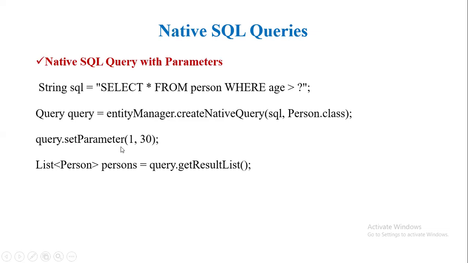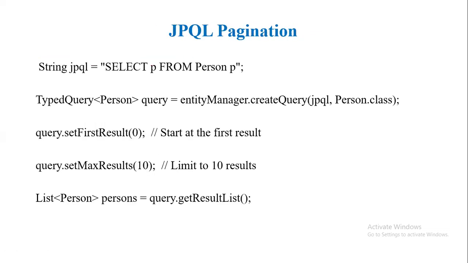Next, query.setParameter(1, 30). Here 1 represents the first question mark. This is a very simple query; if you are writing complex queries, maybe multiple question marks are there. So while assigning values for the question marks with setParameter, the first parameter specifies the position of the question mark. Here we have only one question mark, so the first question mark value is 30. That is what query.setParameter(1, 30) represents. And as usual, listPersons is equal to query.getResultList, which executes the query and retrieves all the JPA results from the database.